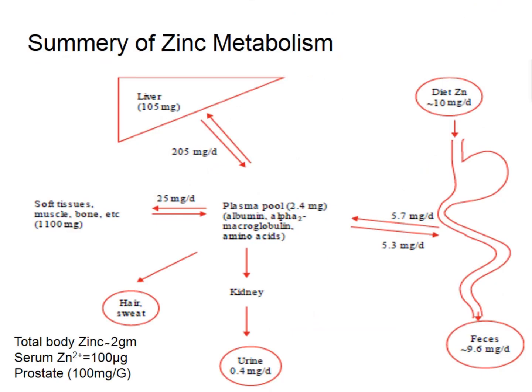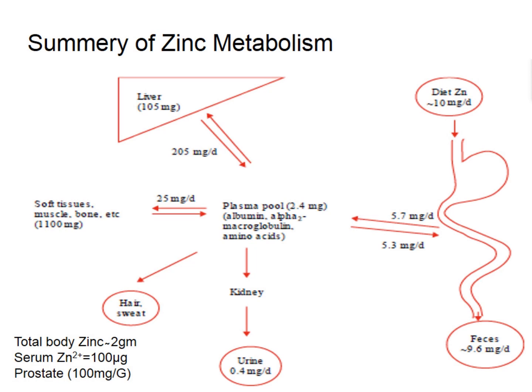Now, this slide will give you a more elaborate explanation of absorption and distribution of zinc within the human body. The total body zinc amount is 2 grams. The daily requirement of zinc is approximately 10 milligrams per day, and as I told you, only 30 to 40% of the zinc is absorbed from the GIT. The rest is excreted out in the feces.